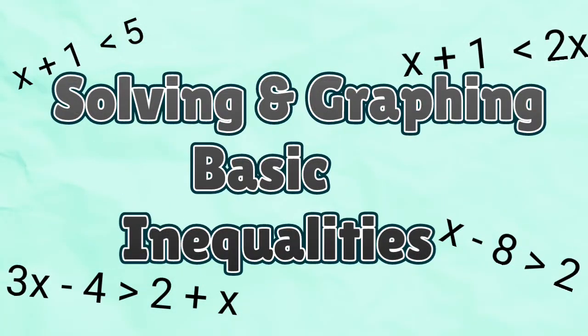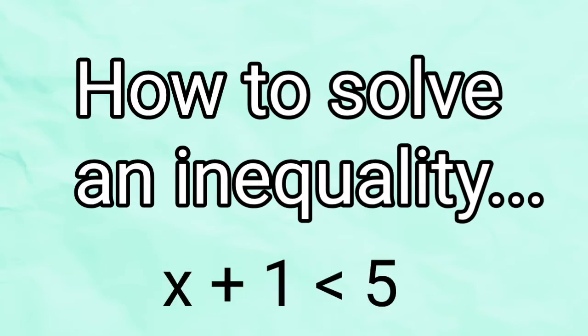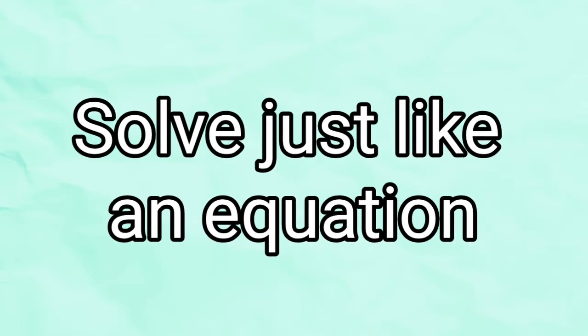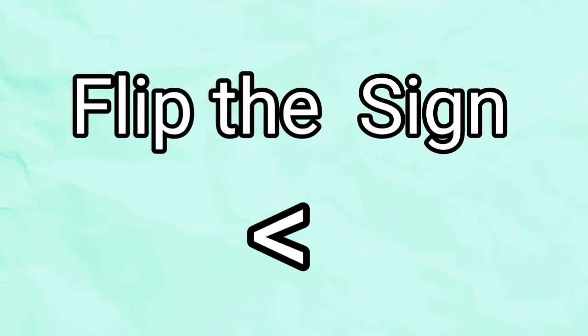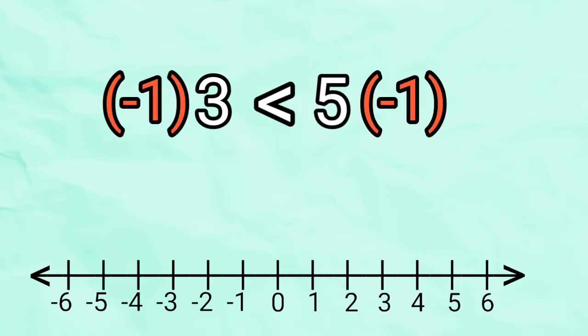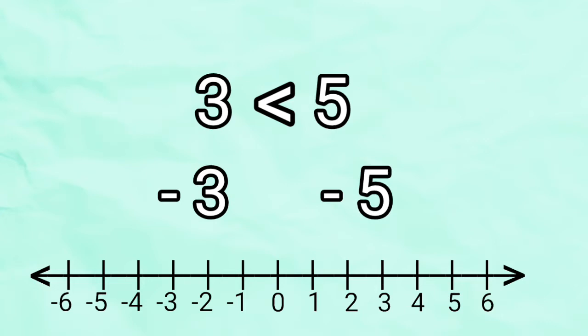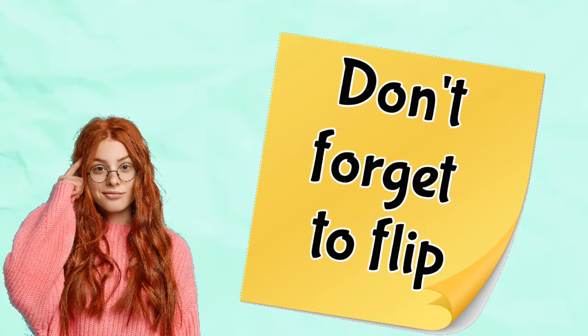In today's lesson, we're going to learn how to solve an inequality. And basically, it's just like solving an equation, except when multiplying or dividing by a negative, we have to flip the sign. We all know that 3 is less than 5. But what happens when we multiply both sides by a negative 1? The opposite is true. Negative 3 is greater than negative 5. So we have to flip the sign anytime we multiply or divide by a negative.